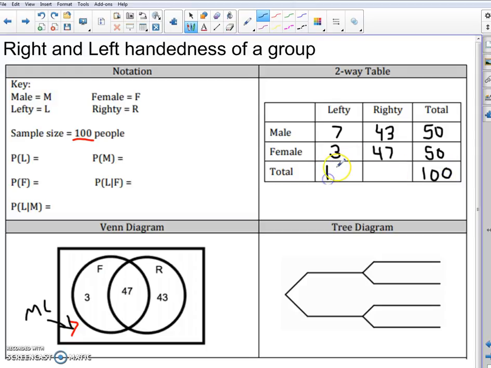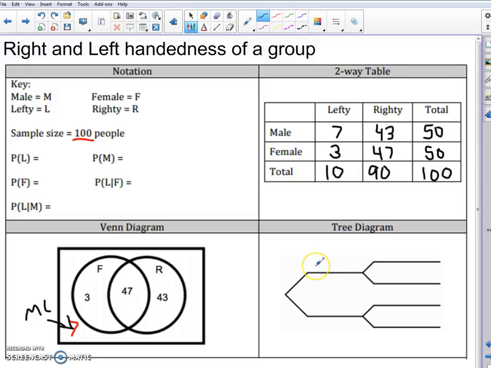These two, the lefties, add up to 10, and the righties add up to 90, and so again, a good sign that these two numbers add up to 100. So I've got that filled out. And now I've just got to do the same thing with the tree diagram, right? And you can start with whatever you want.